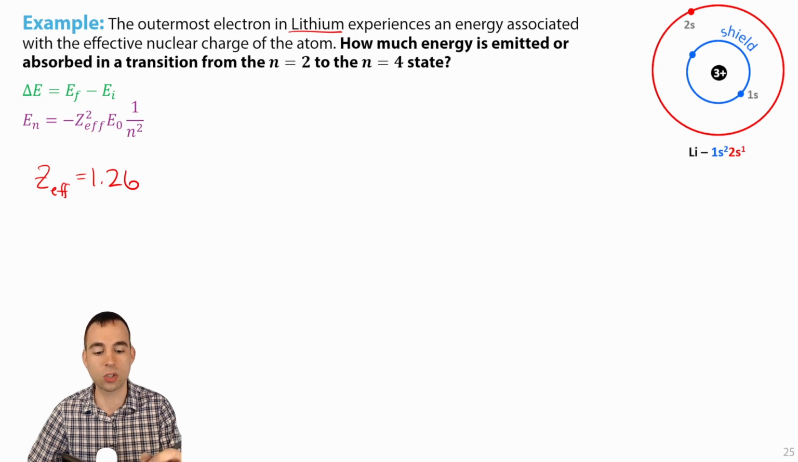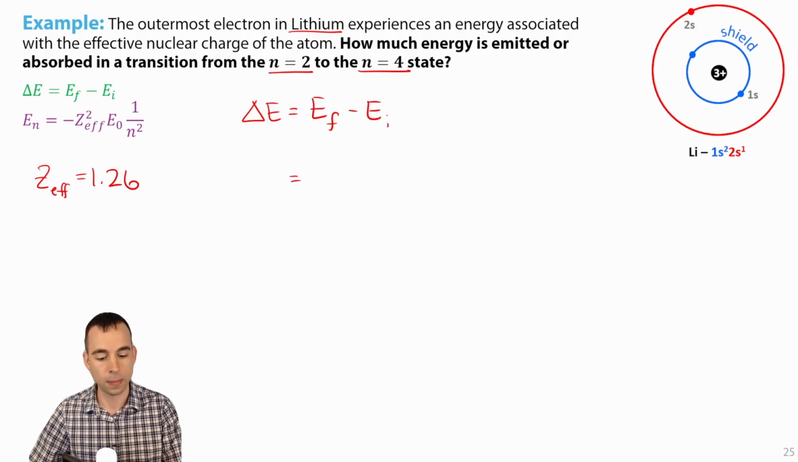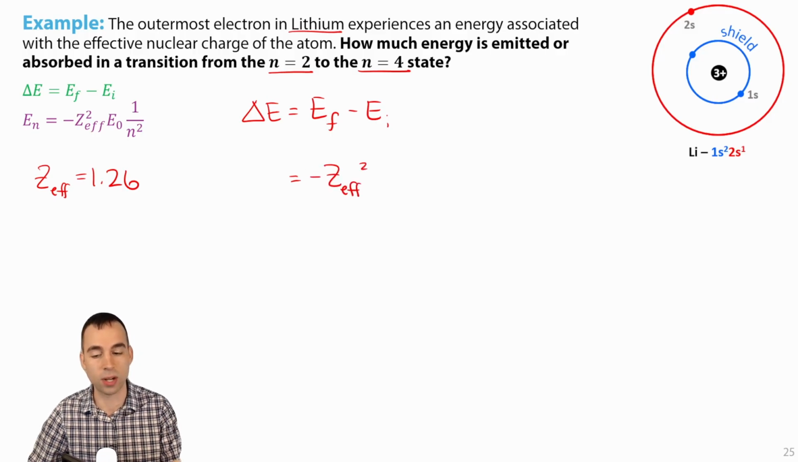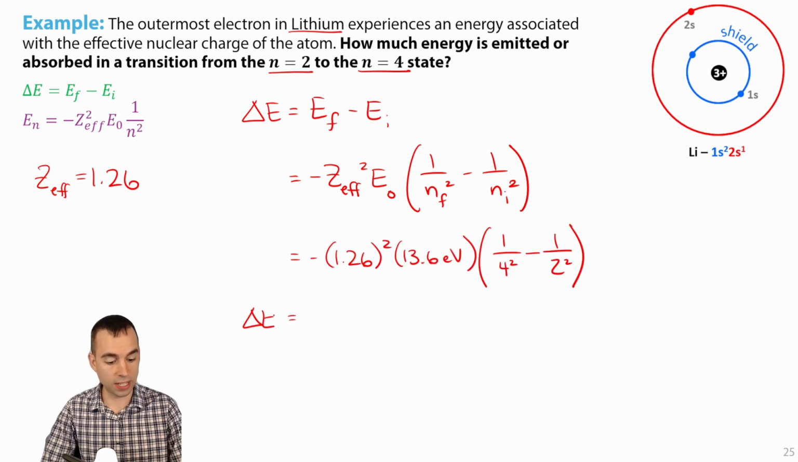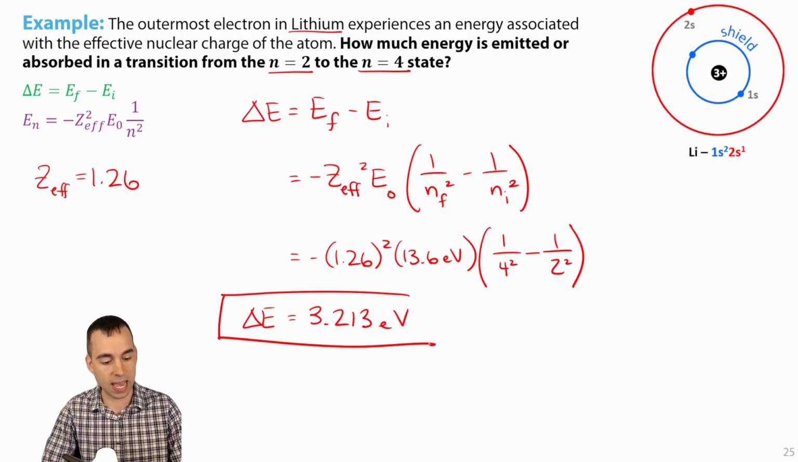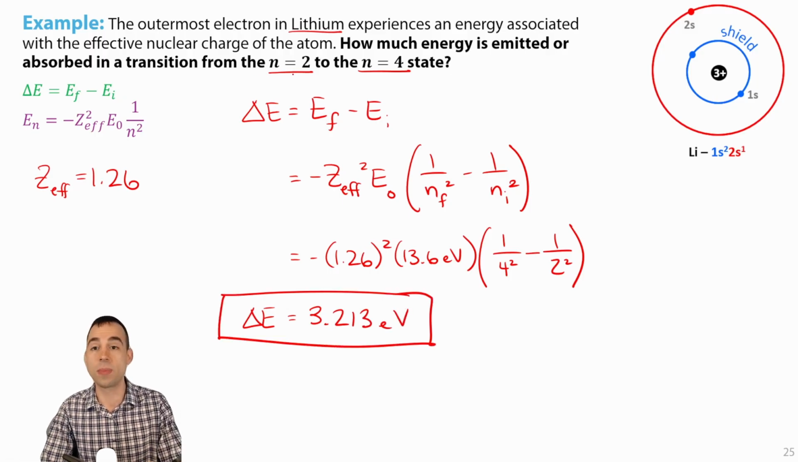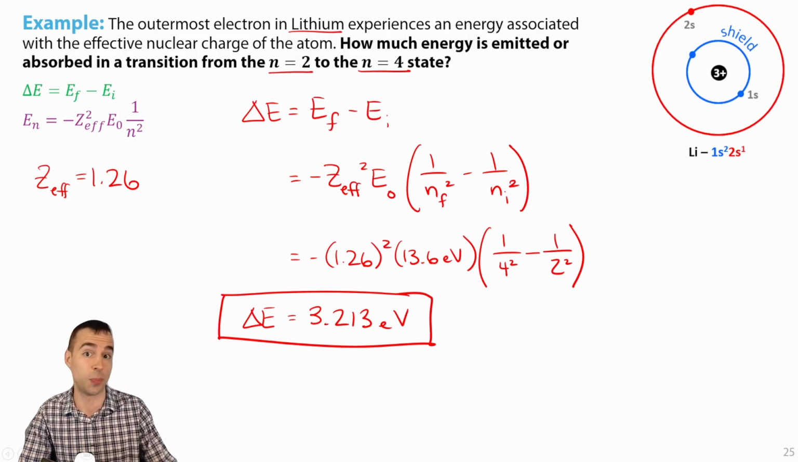And so when we're calculating the transition from an n equals 2 to n equals 4 state, we can plug it in directly into our energy transition equation. But now our energy for these shielded electrons looks a little bit different. We have Z effective squared out in front, times E0. And now we would have 1 over n final squared minus 1 over n initial squared. And so if we plug in our numbers, we can get a result for this electronic transition, which would be different for lithium rather than for hydrogen. So here for this energy transition, I'm getting an energy of 3.213 eV. That would be the energy absorbed as we transition from the n equals 2 to the n equals 4 state in lithium with multiple electrons.